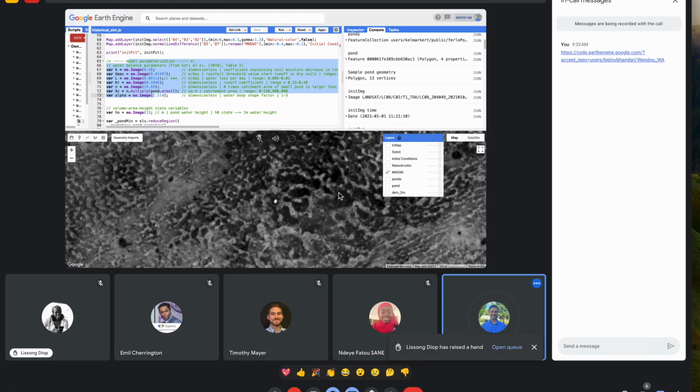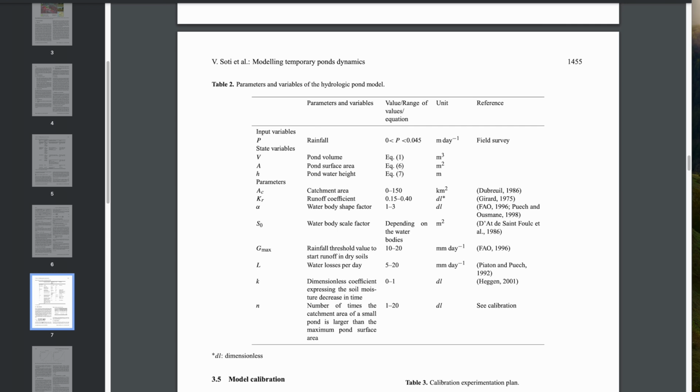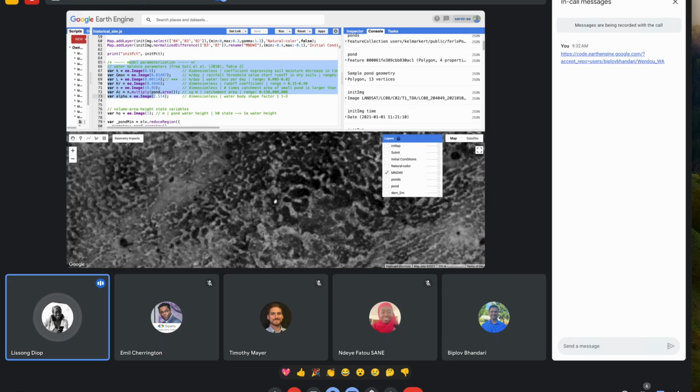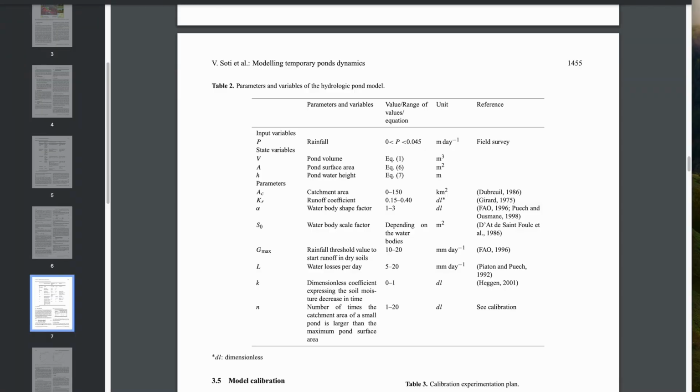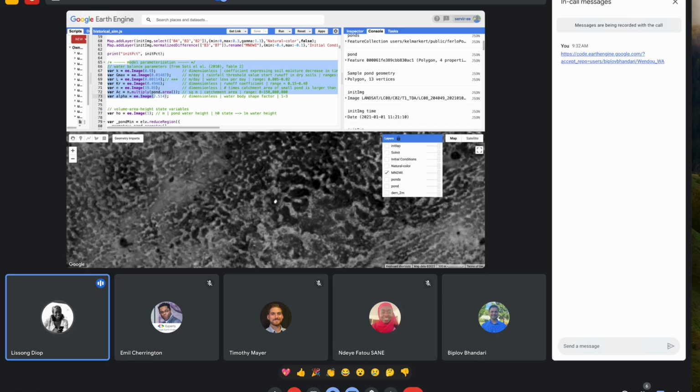Yes, Lisong. Okay, Biplov, how did you choose the threshold of this parameter? I see in the paper that the number is between 0.005 and 0.002, and you chose 0.00114. How did you choose this value?